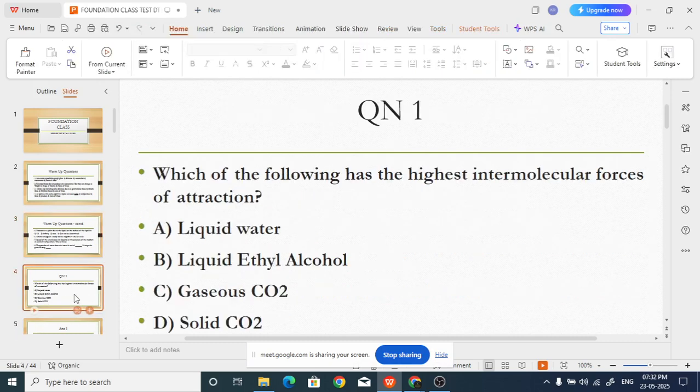Now, one question per slide. Which of the following has the highest intermolecular forces of attraction? Read the question carefully and then answer. Which of the following has the highest intermolecular forces of attraction? Solid CO2. Is it correct? Let others think and tell us. Is it correct?